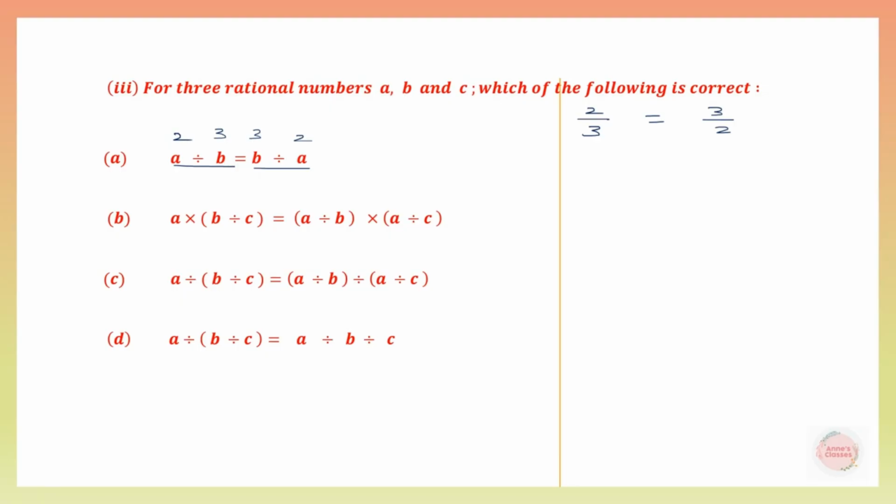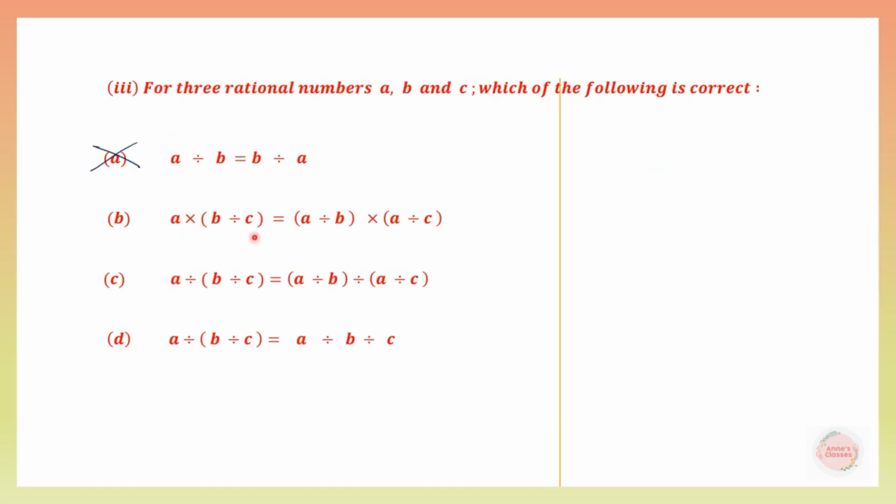So here what we can do to find out is we can cross multiply. Let's multiply these two. So 2 into 2 we get 4. So on the left hand side we have 4. On the right hand side let's cross multiply and see what we get. 3 into 3. 3 threes are 9. So on the left we have 4. On the right we have 9, and they are not equal. So this statement is not true.